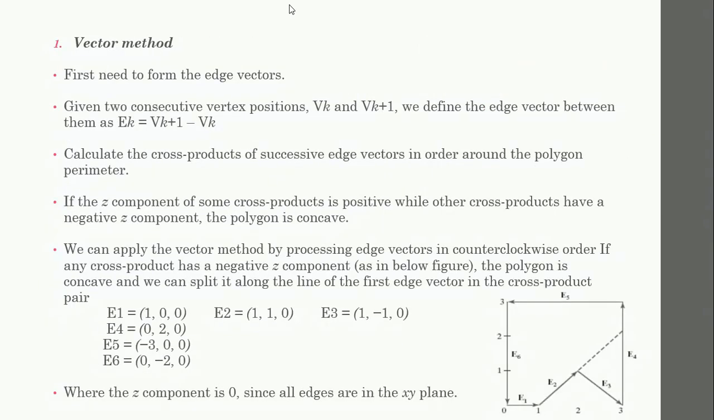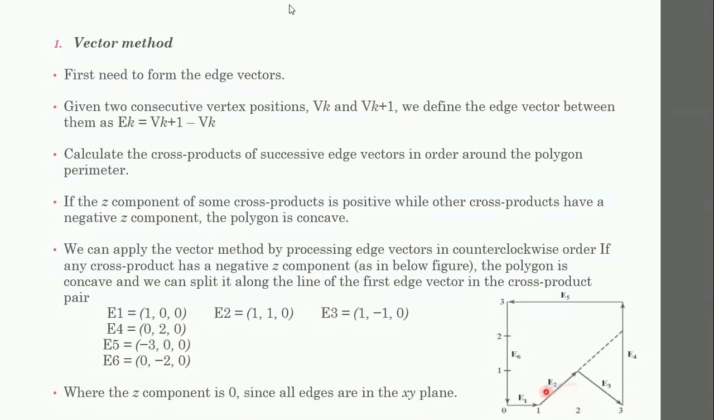Vector method. Let us see the first identification method. Another method you have is splitting the polygon. That is another way to find the concavity. So this is another method, the vector method, so let us see that. First we need to form the edge vectors.